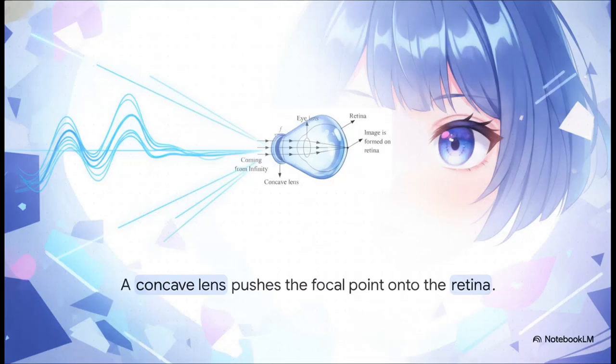To correct this glitch, we place an artificial concave lens in front of the eye, which you know as glasses. This artificial lens intentionally spreads the incoming light rays out, just a tiny bit, before they even hit the eye. By diverging the light early, it forces the eye's natural lens to push that focal point further back, landing perfectly on the retina. It's just a brilliant physics-based solution to a biological problem.